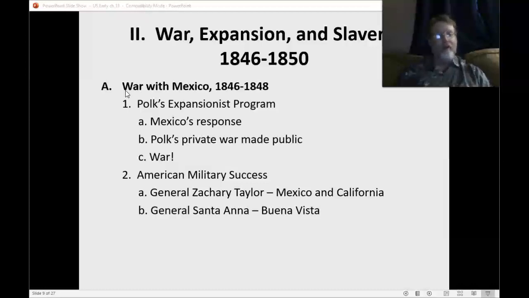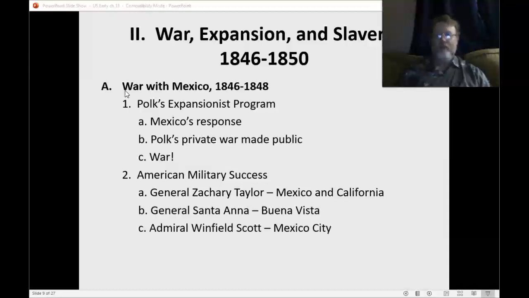Could have happened. I think we know, looking back on it now, Santa Anna didn't have that type of military. He just didn't have that many soldiers. It probably wouldn't have happened. But Polk doesn't know this. All he knows is his general's been defeated, his army's been defeated, and Santa Anna's on the move.